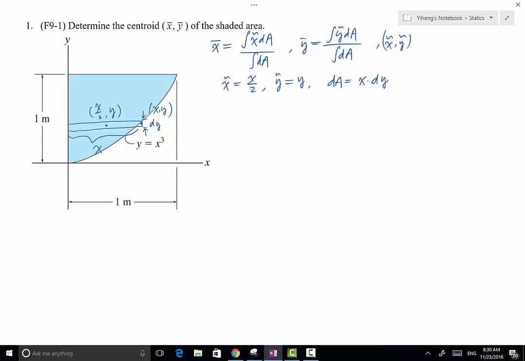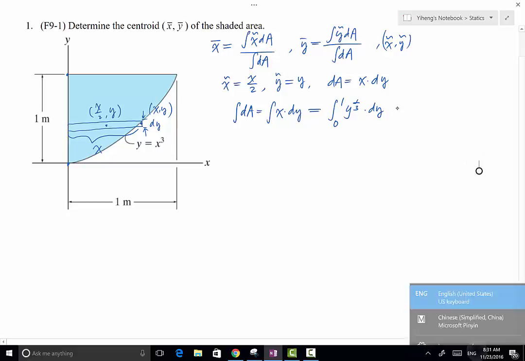So now we're ready. We can integrate dA throughout this entire area, and that equals x times dy. And we're going to represent x as a function of y. If y equals x to the third power, then x equals y to the 1/3 power, the cubic root of y, times dy. And now we can integrate it with respect to y, and y varies from y equals 0 to y equals 1. So that is integrating throughout the entire area. And this is not difficult to do.